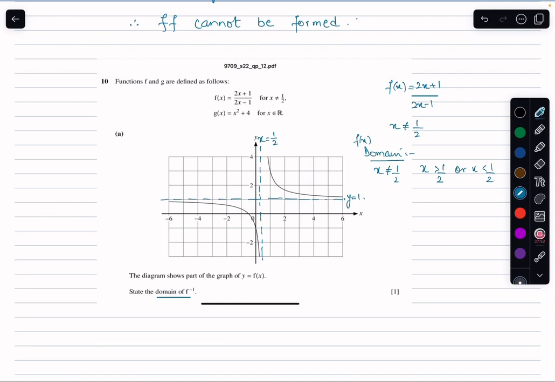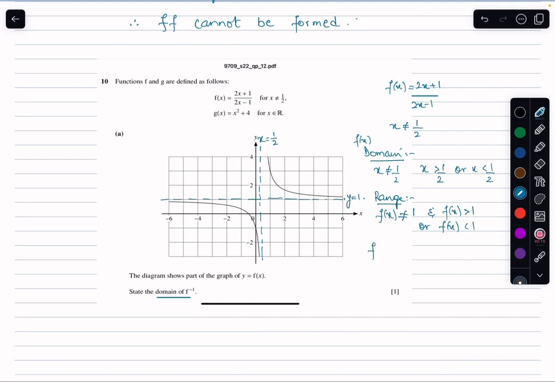And if I look at the range of the function, it's very much clear from the graph that it's becoming asymptotic towards the line y equals 1. So I should say that for the range of the function, f(x) should not be equal to 1, and we should say that f(x) is greater than 1 or f(x) is less than 1 also.